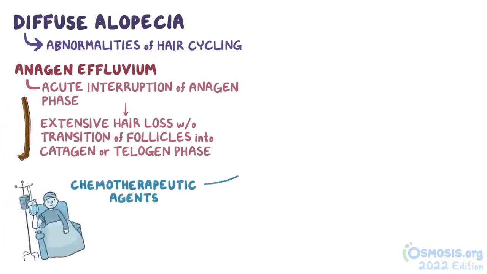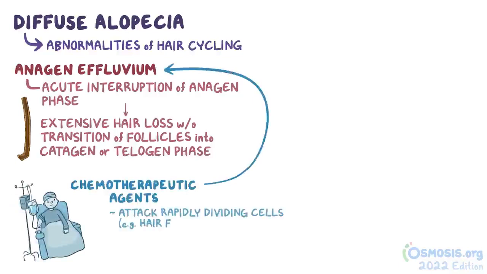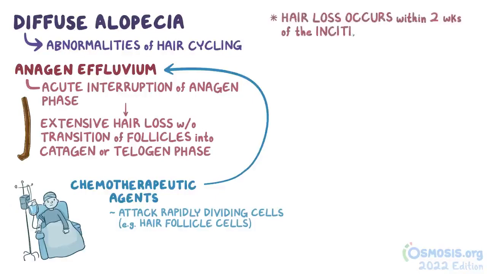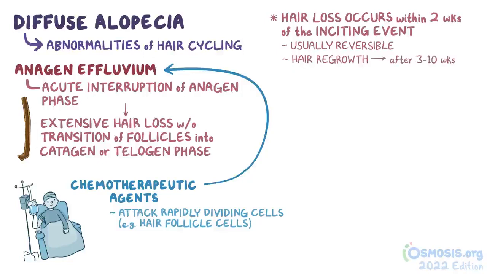Chemotherapeutic agents are a major cause of anagen effluvium, since most chemotherapy drugs work by attacking rapidly dividing cells like hair follicle cells. Hair loss typically occurs within 2 weeks of the inciting event, but it's usually reversible, so once the course of chemotherapy has ended, hair regrowth occurs, generally after 3 to 10 weeks.